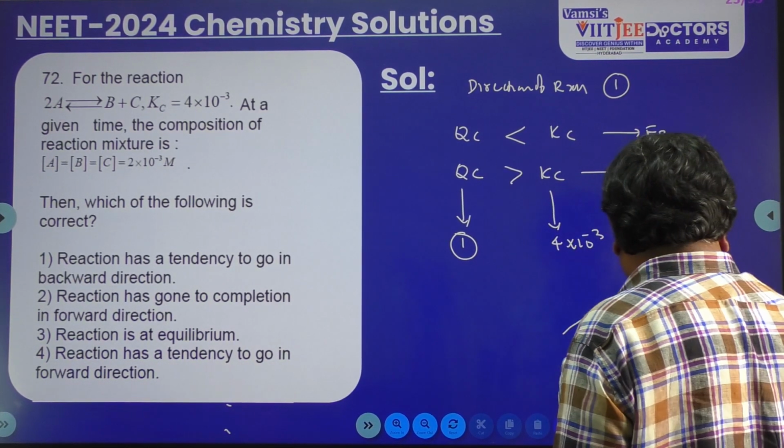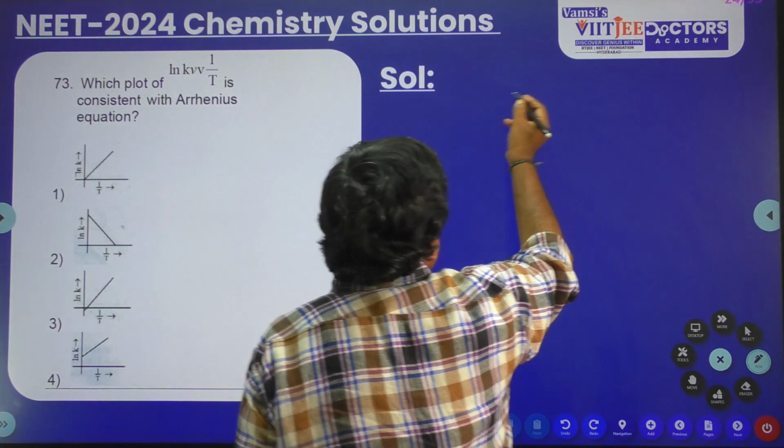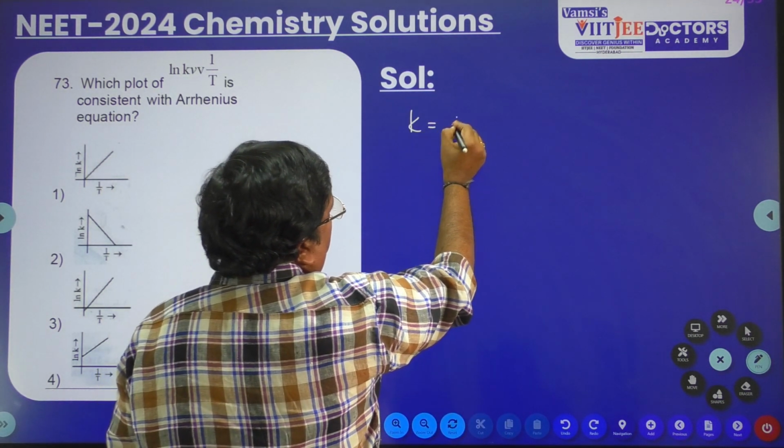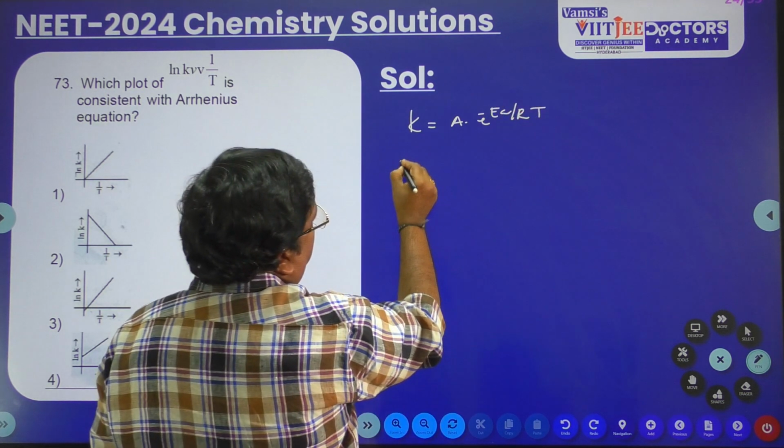And later, coming to the next question. So this is based on the Arrhenius equation. K equal to A into e power minus Ea by RT.